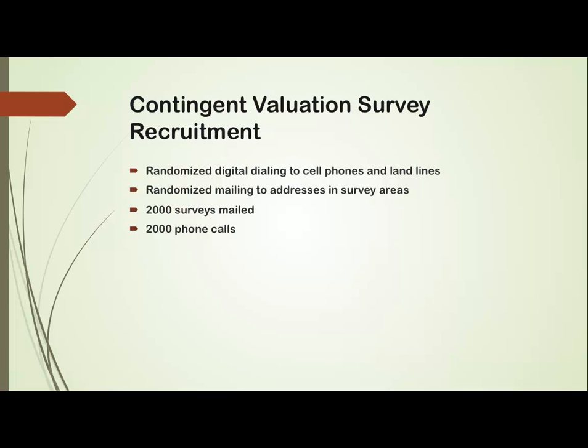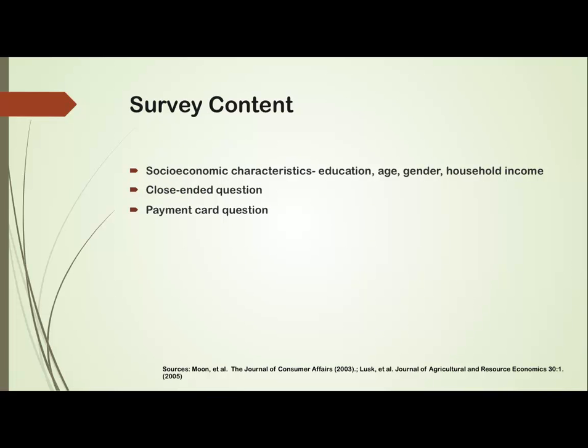So as I said before, we're going to randomly call people. We're going to randomly mail to people, so this way we can extrapolate our data to the whole population. 2,000 surveys will be mailed, 2,000 phone calls will be made.